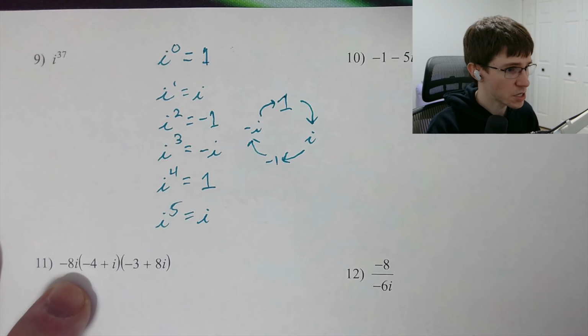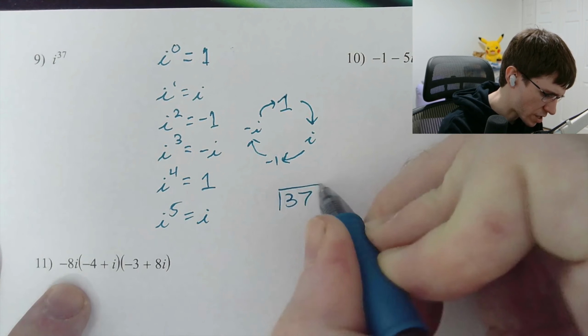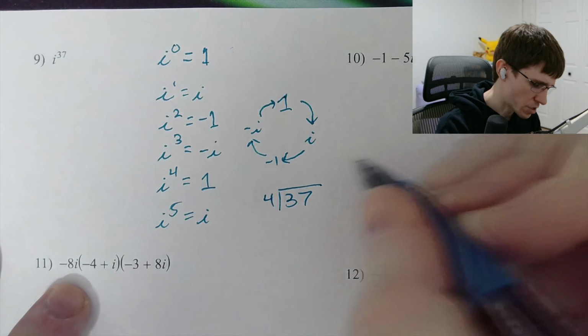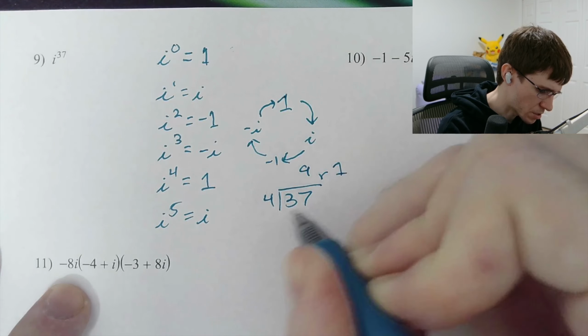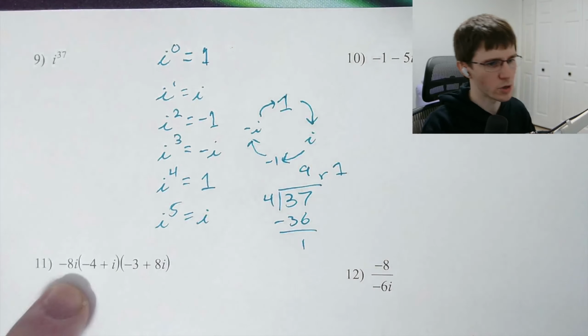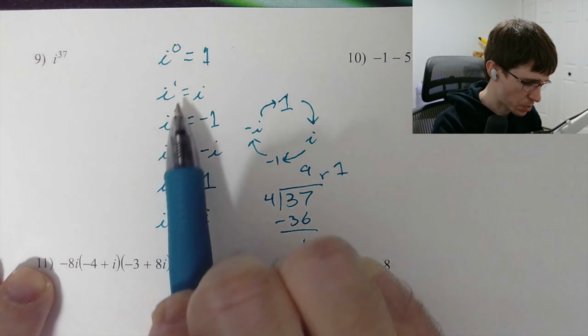To do this fast, instead what we're going to do is use our old school remainder idea. So we are going to go 37, and we're going to divide by 4. Doing this the old school way, this is going to be 9 remainder 1, because you subtract 36, and you have 1 left over. So there's 1 remainder, and that's going to be our exponent of 1, meaning this is the letter i.